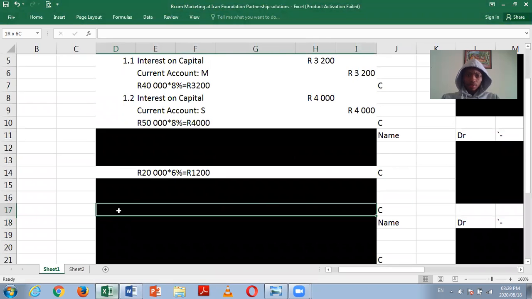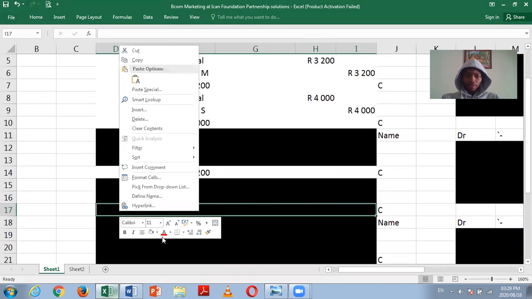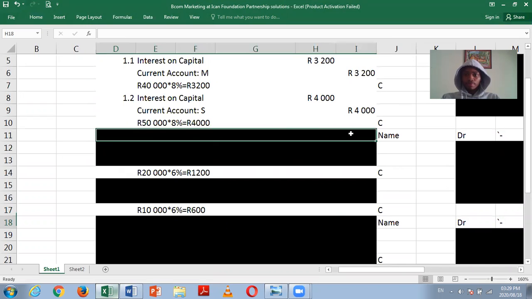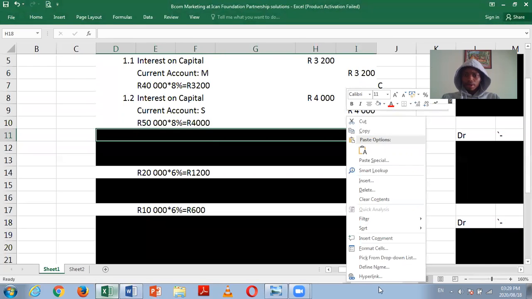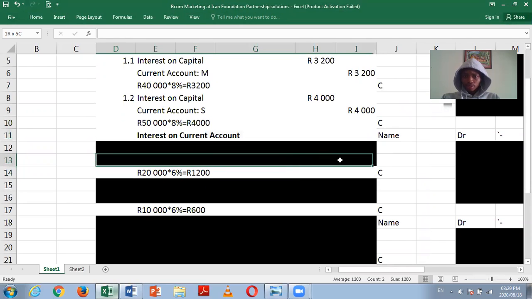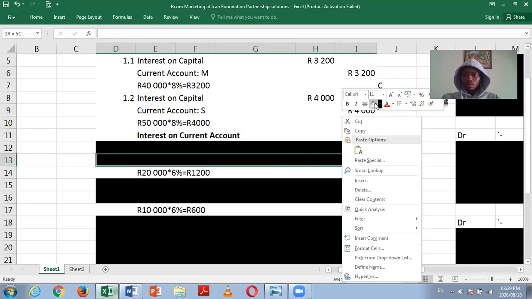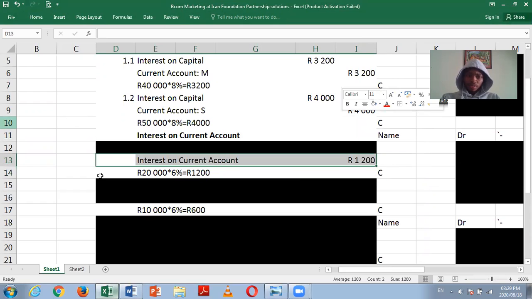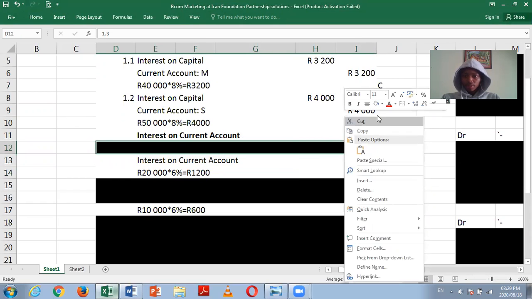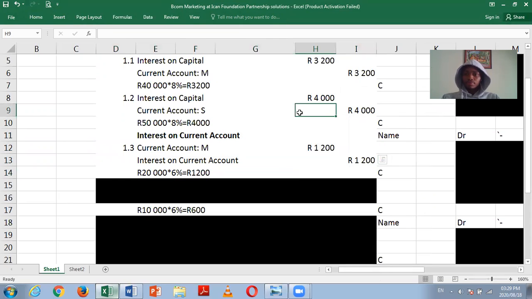And then let's check for partner S. Partner S is 10,000 multiplied by 6%, and how much are we getting? 600. Remember with partner M, it's an unfavorable balance. So we're going to credit interest on current account because it's an income on the side of the partnership. And then we're going to debit the current account because the partner is liable to pay that interest that was charged to him because of the unfavorable balance.